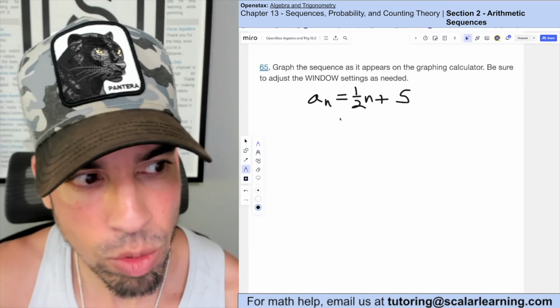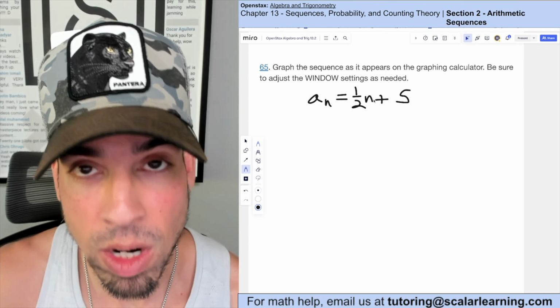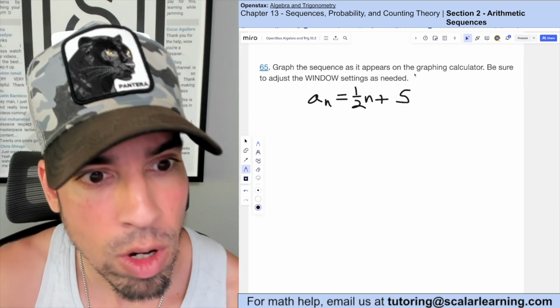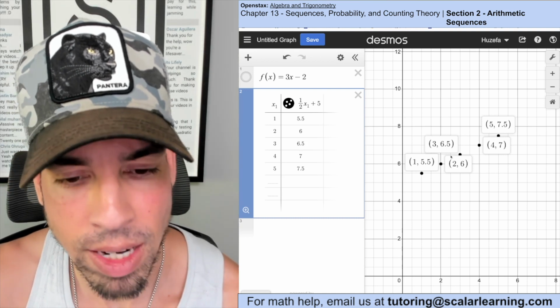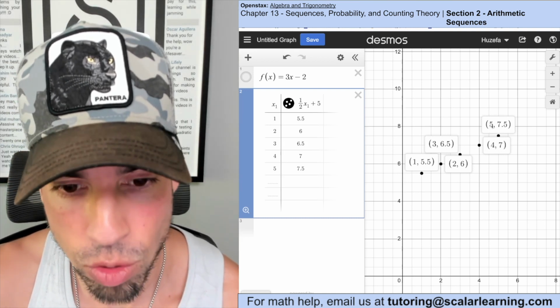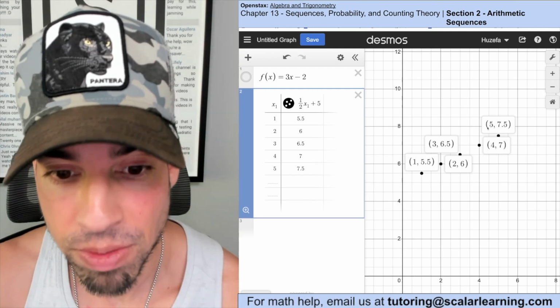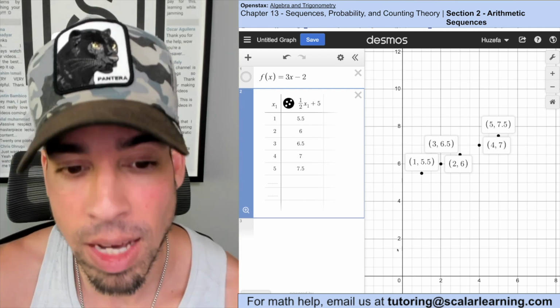Done. So for this one, the explicit formula is a sub n equals 1/2 n plus 5, and we're going to show this using Desmos. So here are the first 5 terms, and I believe they made a little mistake. I think they said this was 4, 7.5. In the back of the book, it should be 5, 7.5. But anyways, that's how you do it.